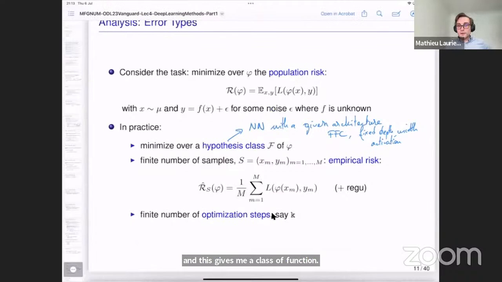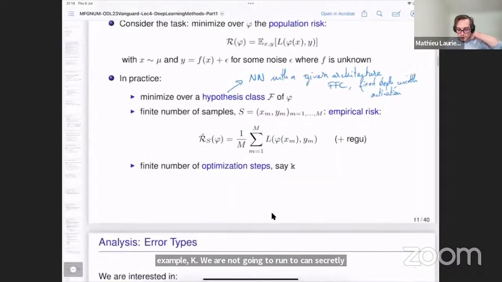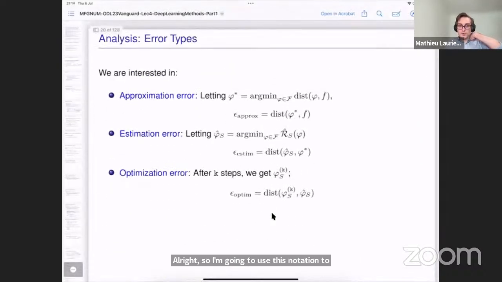In practice, we have a finite number of samples. So we have what is called an empirical risk, and we have a finite number of optimization steps, for example, k. We are not going to run stochastic gradient descent forever. All right, so I'm going to use this notation to define 3 types of errors. Sometimes there are different names in the literature, but I think these ones are quite standard.